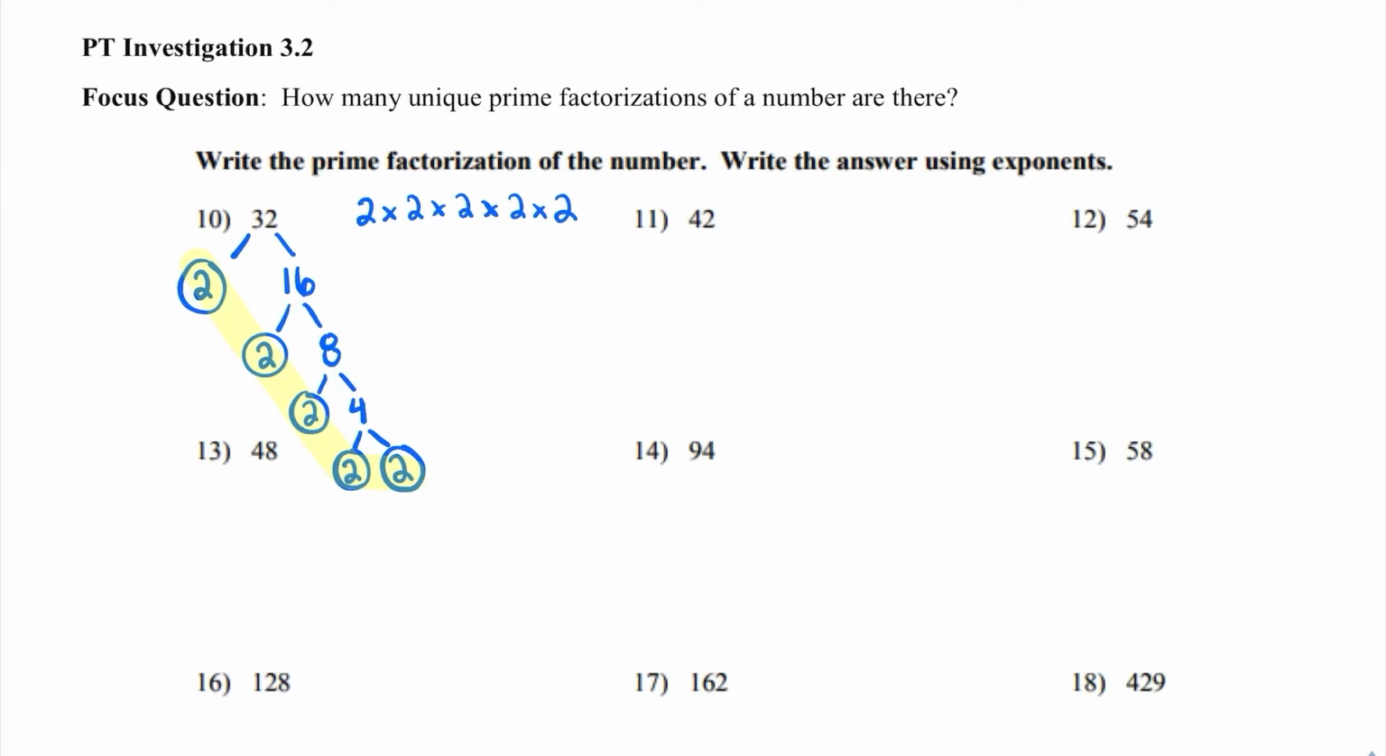Now the directions say write the prime factorization of the number, but then it says write the answer using exponents. So remember, going back to that definition of an exponent, we need to change this 2 times 2 times 2 times 2 times 2 into something with exponents. I need you to ask yourself, how many 2's are you multiplying? Well, hopefully you said 5. So we're going to change this into 2 to the 5th power. And that is your final answer.